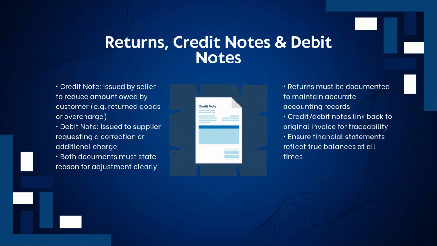So, credit and debit notes link back to the original invoice for traceability. If we raise credit notes and debit notes, we also state that invoice number so that it can be traced back to that invoice. That invoice is cancelled, or that invoice is partly cancelled. And the final point, why we account for returns, is to ensure financial statements reflect true balances at all times. So your income is not the one that you originally recorded. You should account for returns.